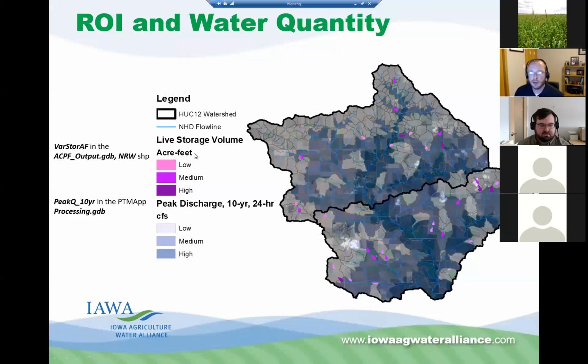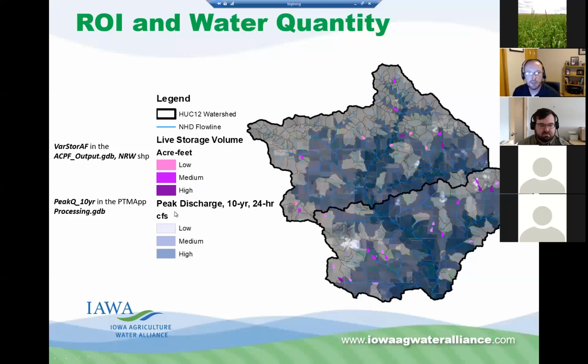And so all I did is symbolize them to show those nutrient reduction wetlands that have, at least compared to the other ones within that watershed, the highest potential for live storage. So in other words, they're the biggest container that might be able to store some water for you. So that's the ACPF data I brought in.